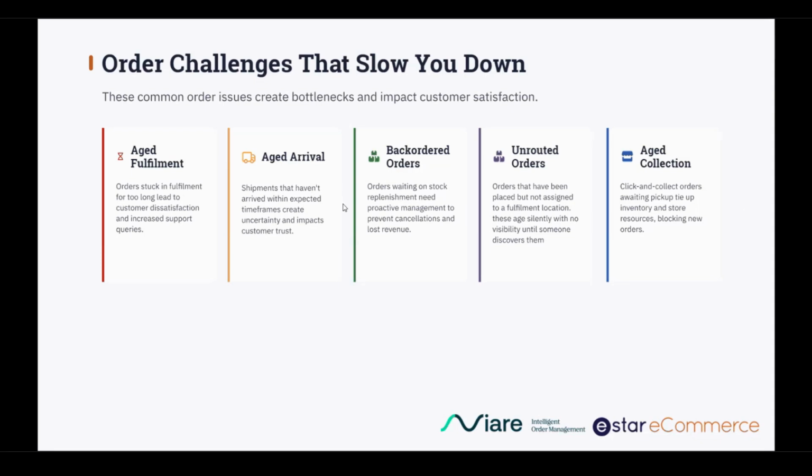And the last one is aged collection. These are click and collect orders that have not been picked up. We've noticed more of these lately, especially around peak times, because it really ties up inventory. We've noticed with some of our customers that the collection locations are tied up with lots of these orders, and there's no space for healthier orders, so to speak. So now that we know what they are, let's see how Order Triage helps deal with them.